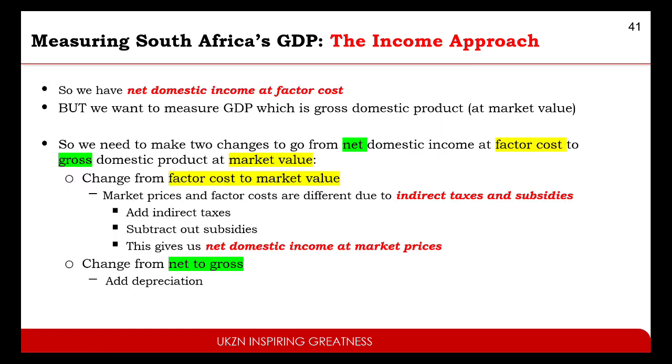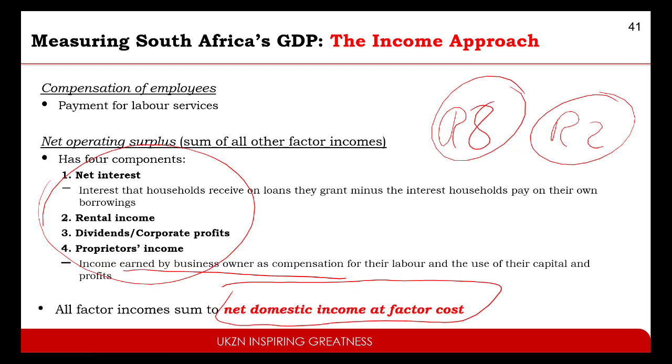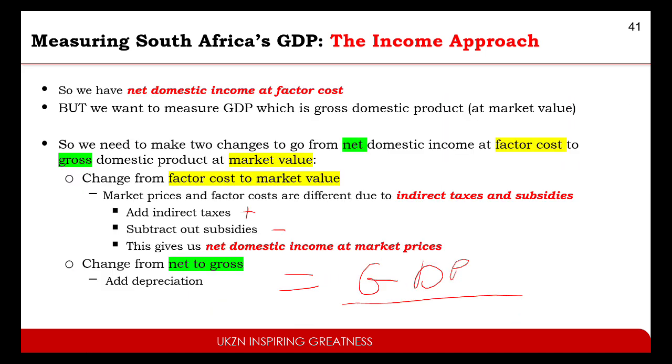But all that we added, we have to add the taxes minus subsidies, and that finally will give you our GDP. So you add all these numbers together, plus the indirect tax minus the subsidies. That's how you get your GDP for the income approach, right? And this will give you a net GDP.